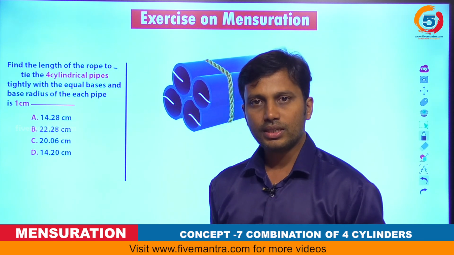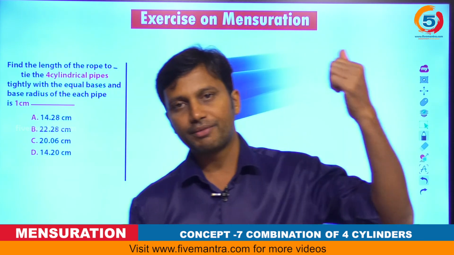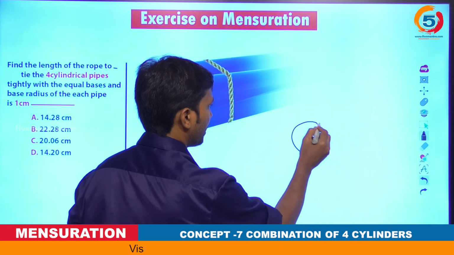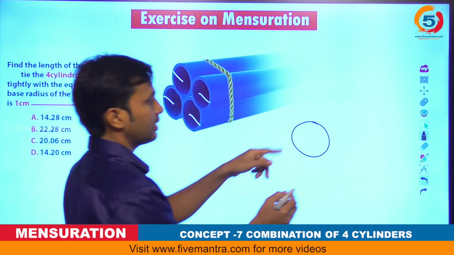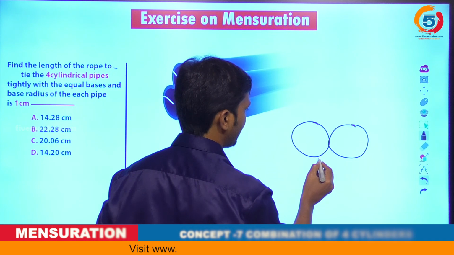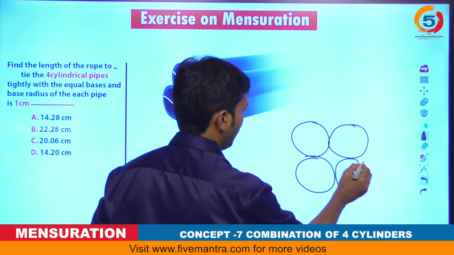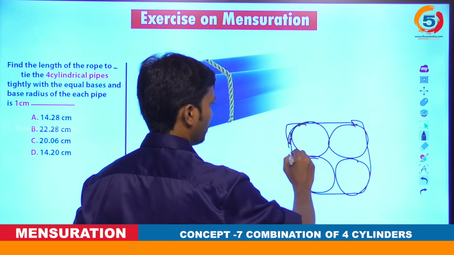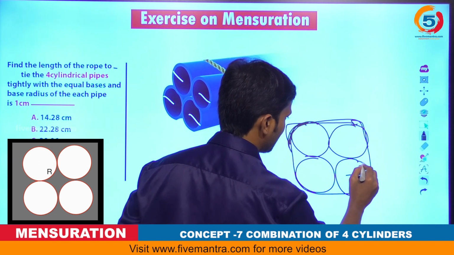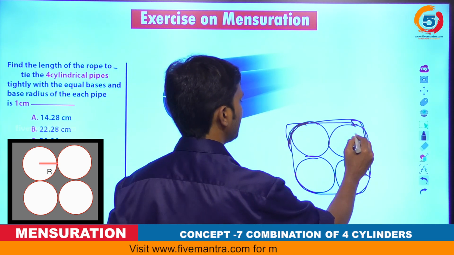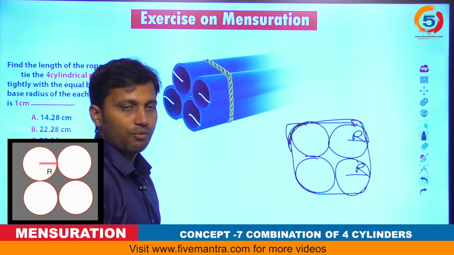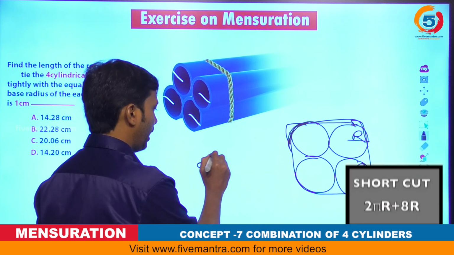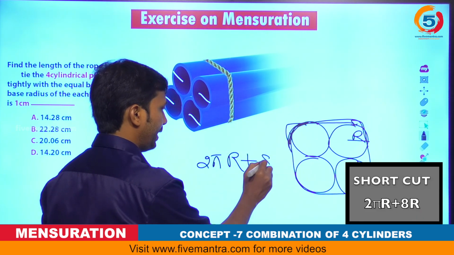Let us once remind the property which we said in the previous video. See here, the front section is in the shape of 4 equal circles attached in this way, and a rope is tightly tied to that like this. When the radius of each is capital R, what is the length of the rope required? We said in that video, that is 2 pi R plus 8R.